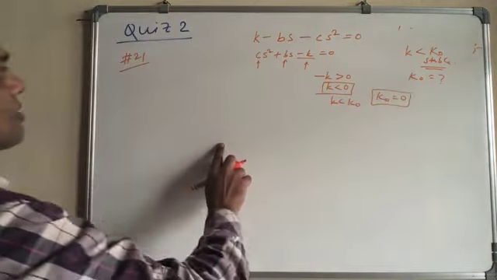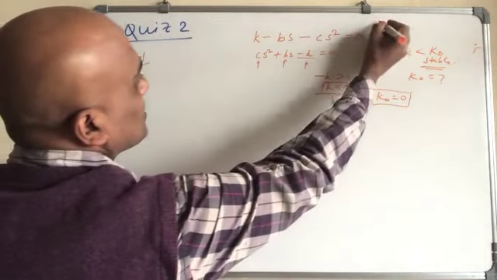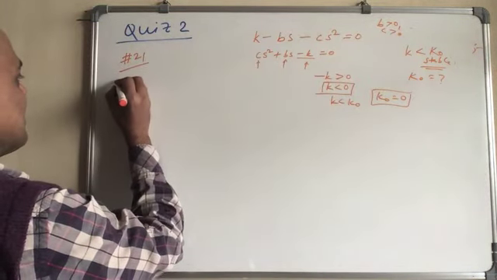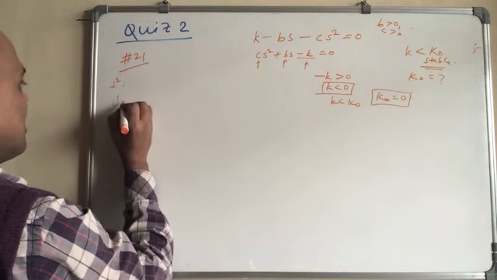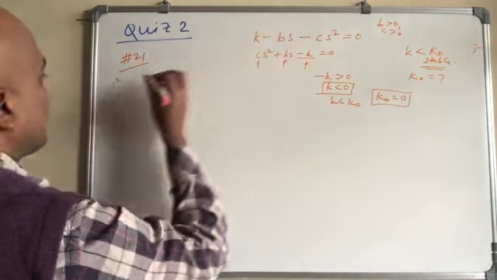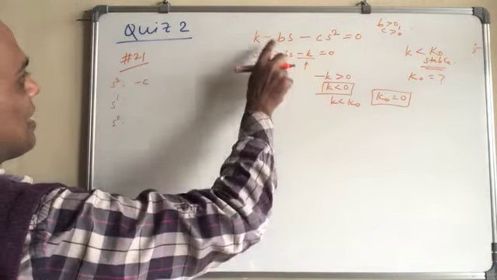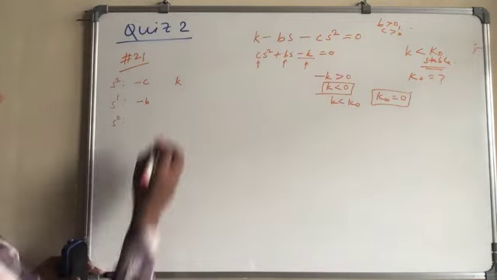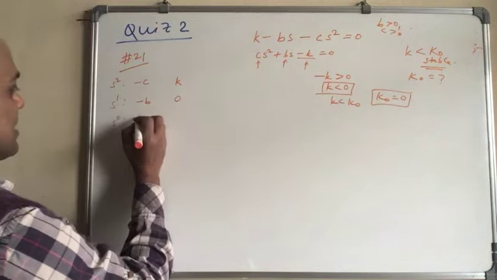Or you can also write here, in this case what is given, B greater than 0, C greater than 0. We can use Routh's stability criterion also. S square, 1, s naught, so s square we have in this case minus C, and after here it becomes minus B, and here we have K, 0. So here we multiply by this, divided by this, we get K here.